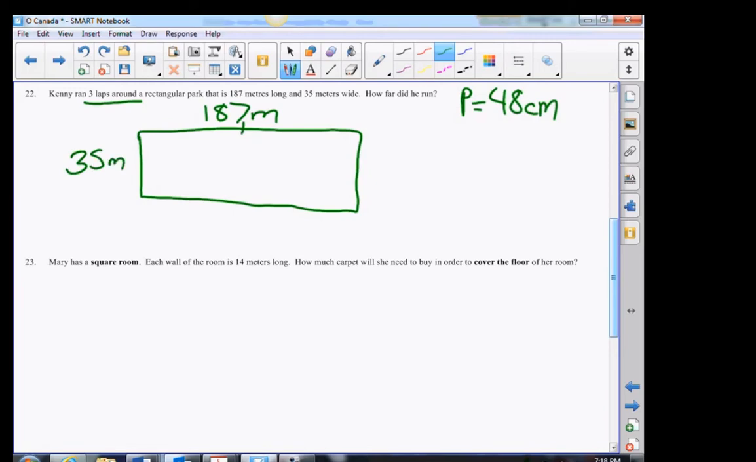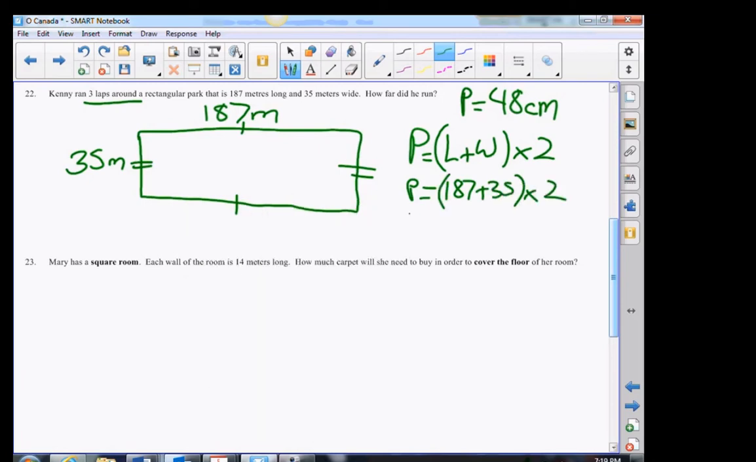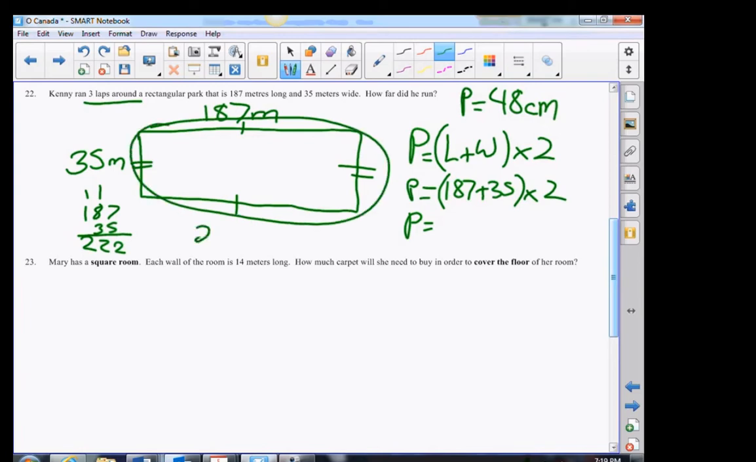Well, I see this word around, and I know that around is perimeter. Again, I only have to put in 2 sides, the 35 meters and the 187 meters. Perimeter equals length plus width times 2. These numbers are a little larger. 187 plus 35 times 2. I'm going to do this to the side because I don't know that off the top of my head. I'm going to make sure I line up my numbers properly in the right place value column. 187 plus 35. 7 plus 5 is 12. Carry the 1. That is also 12. Carry the 1. 222. So it is 222 meters around the field.